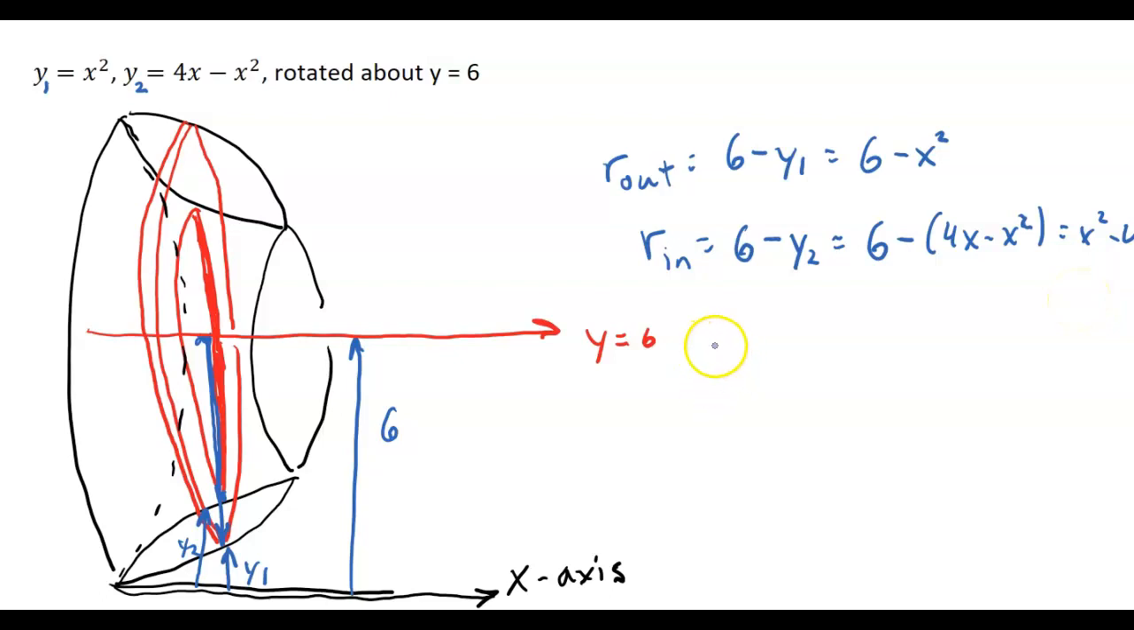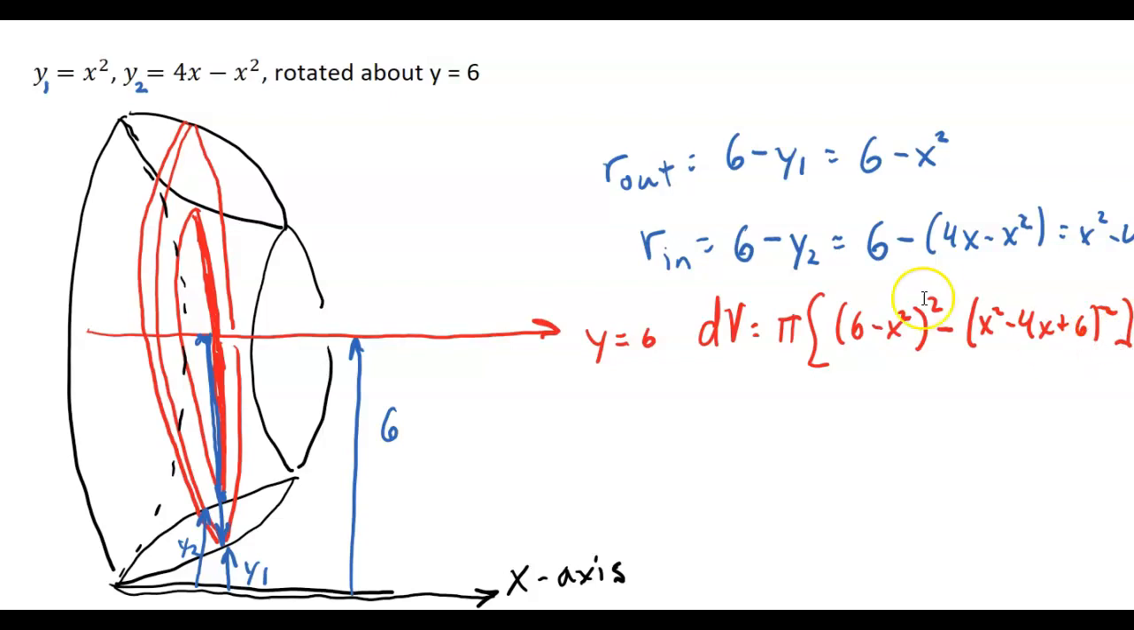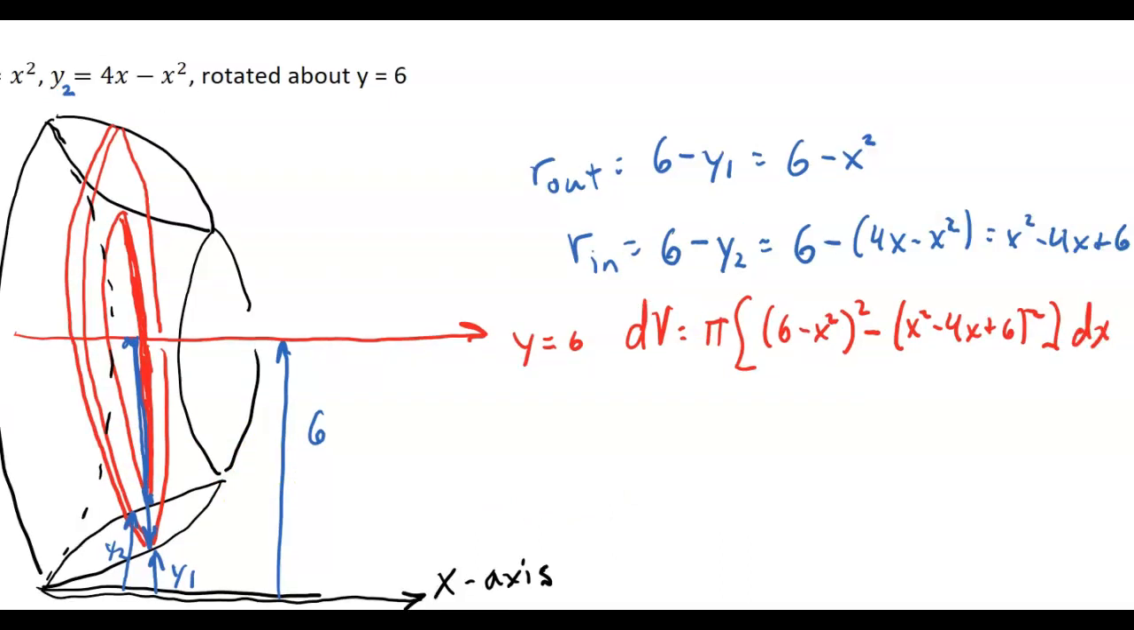Now we've got everything we need. The volume of one washer is pi times outside radius squared minus inside radius squared times dx. I hope you guys can see that. Hang on a minute. There, I've moved it over.